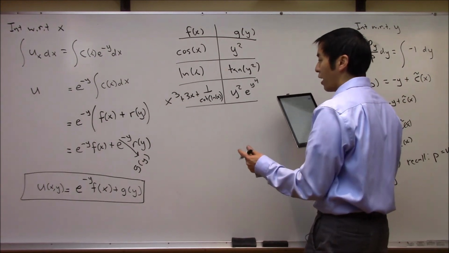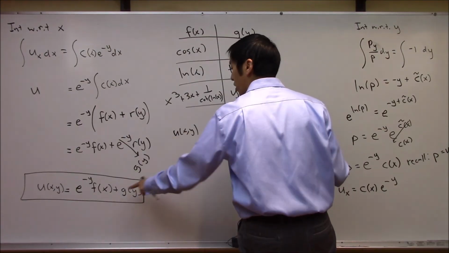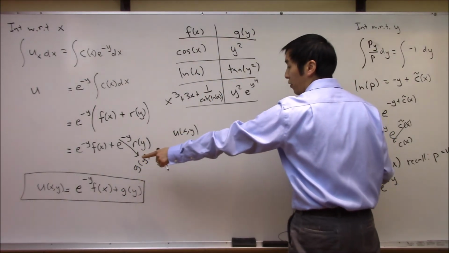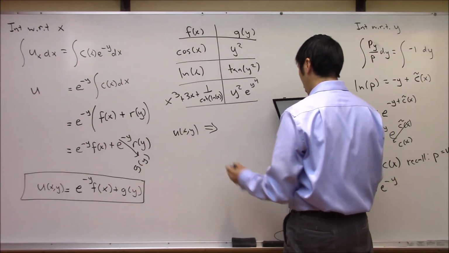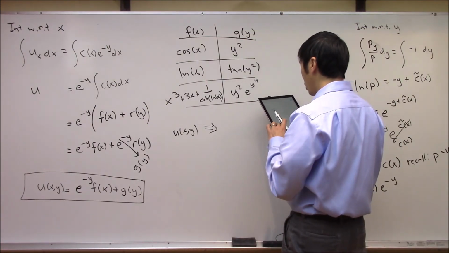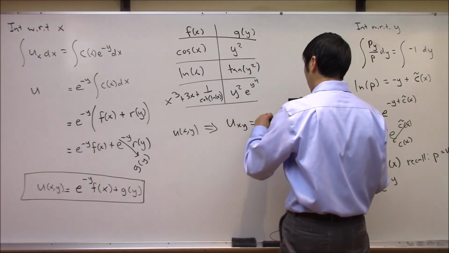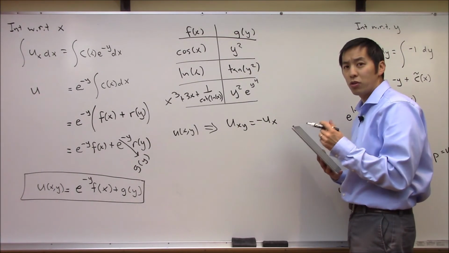So what we want to do now is compose this u of x, y using the expression we had earlier. You take whatever's in the first column, multiply by e to the negative y, and add it to the second column. And let's show that this will solve our original differential equation, which we said was u sub xy is equal to negative u sub x. Okay, and that's a lot of boring busy work, so I don't think I want to do this on the board.